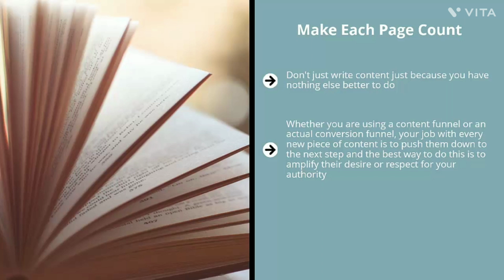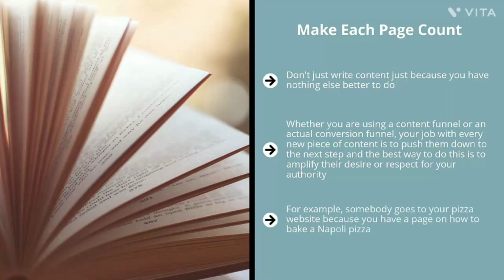Basically, you get them excited about the next step. To put this in practical terms, please understand that when people are looking for a basic question, they usually have another question in the back of their mind. For example, somebody goes to your pizza website because you have a page on how to bake a Napoli pizza.